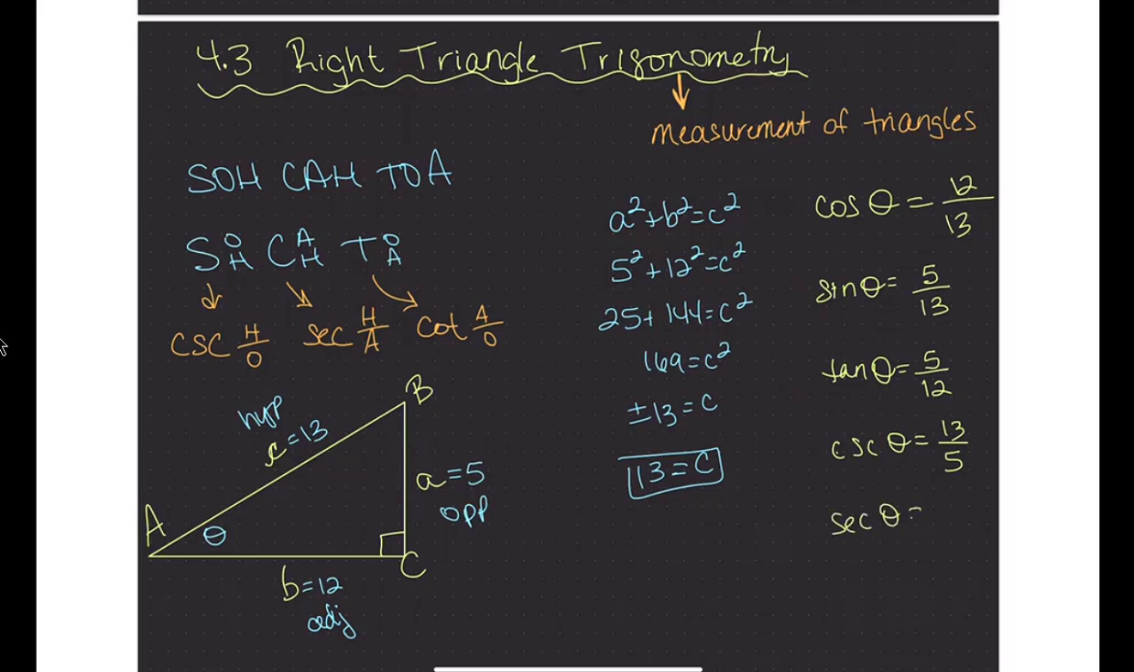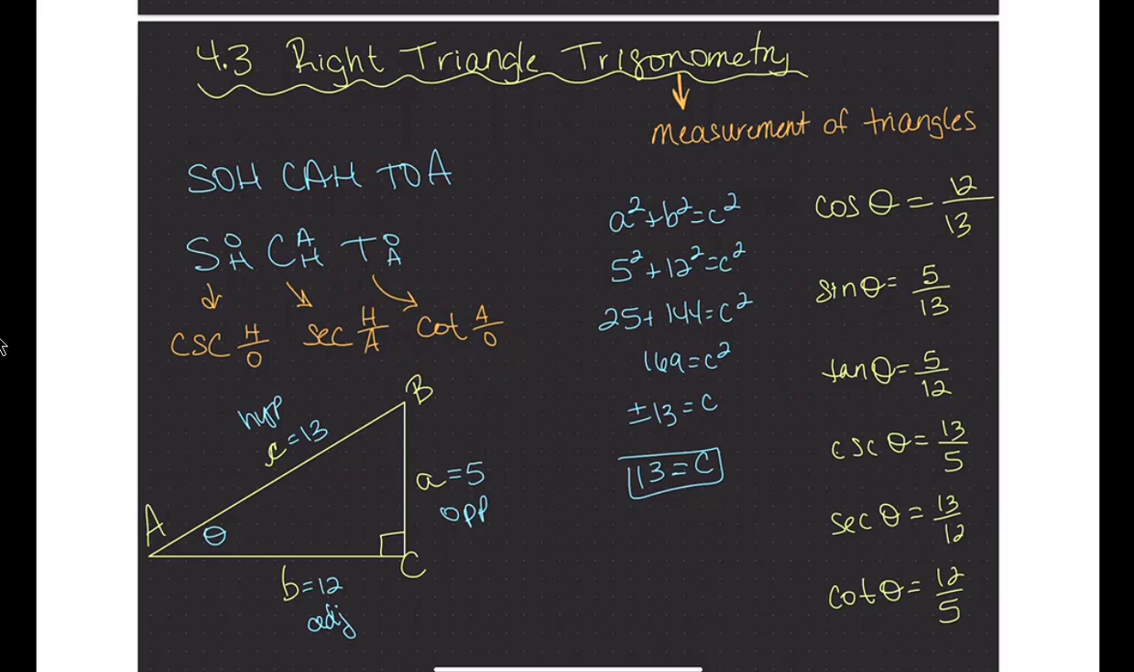Secant of theta is the inverse of cosine, so that would give us 13 over 12, right? Cotangent is the inverse of tangent, which would be 12 over 5, right? Or we can go from our little explanation up here.